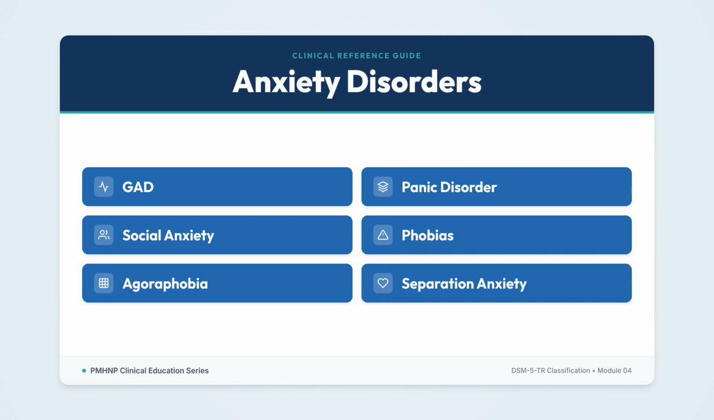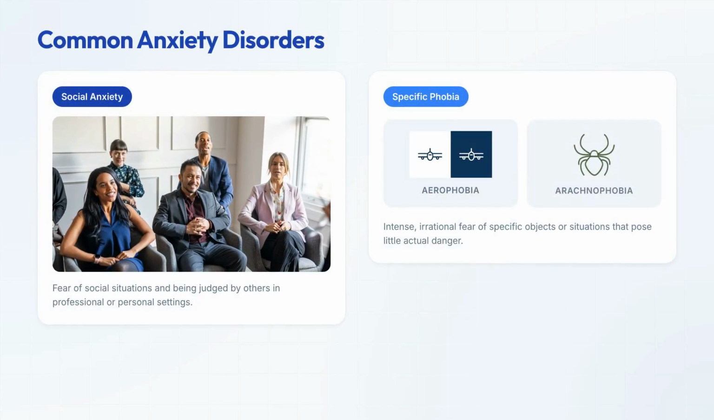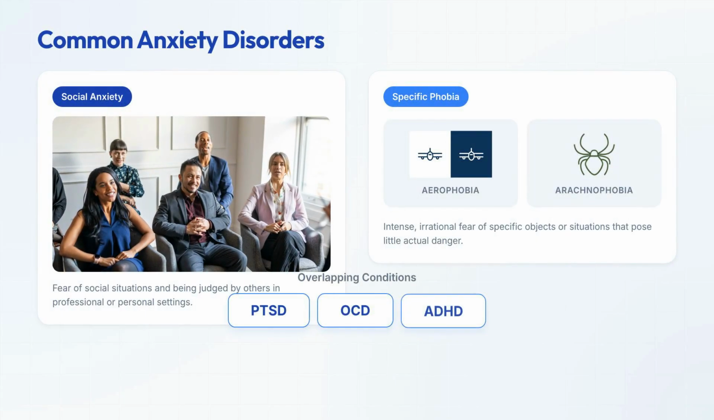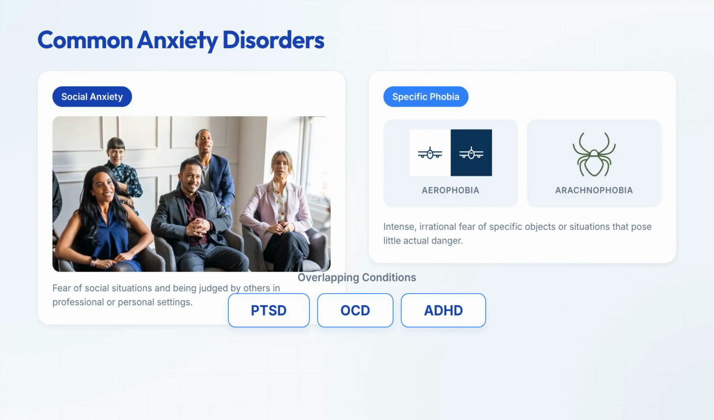Panic disorder involves recurrent, unexpected panic attacks and ongoing worry about having more attacks or changing behavior because of the attacks. Social anxiety disorder involves intense fear of social situations where the person may be judged, embarrassed, humiliated, or negatively evaluated. Specific phobia involves intense fear of a specific object or situation, such as flying, heights, animals, blood, injections, or enclosed spaces.